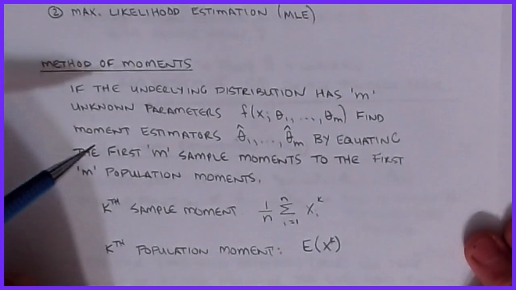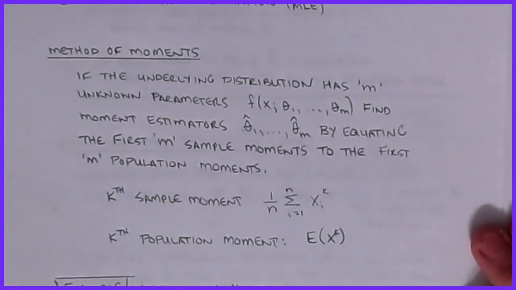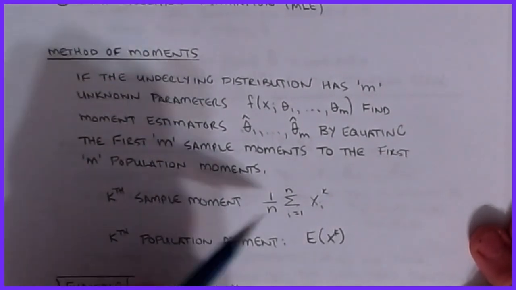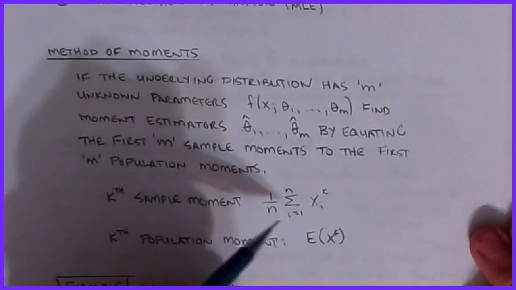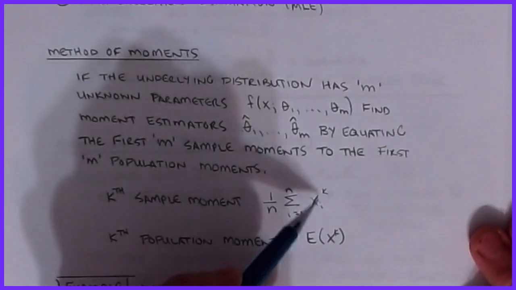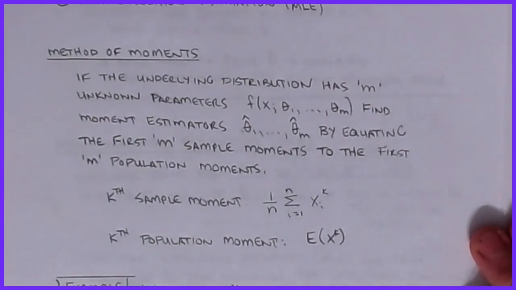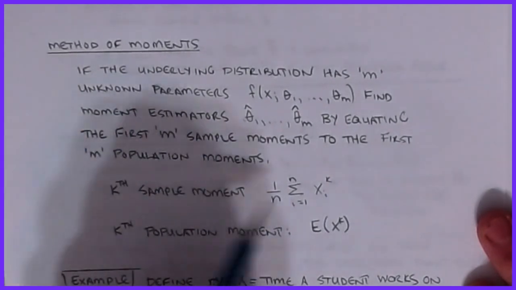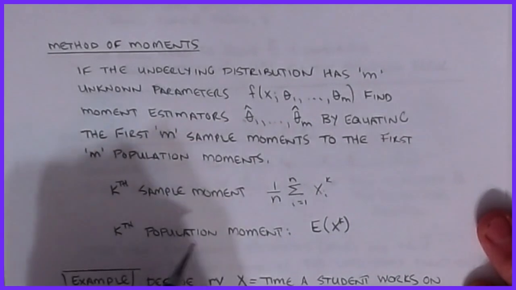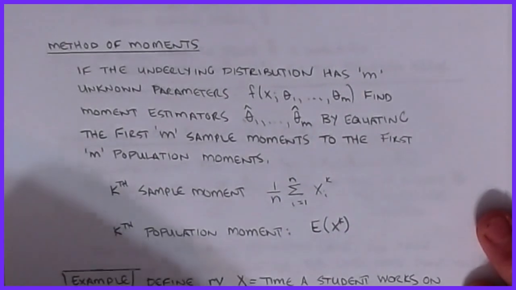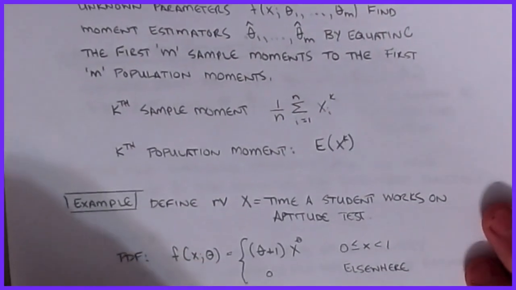Okay, so the method of moments basically says that for the kth sample moment, I can create an estimator by doing 1 over n times the sum from i equals 1 to n of x_i raised to the k power. And then the kth population moment, so if this is my sample moment value, the population moment value then becomes the expected value of x to the k. And that's what we're working with.